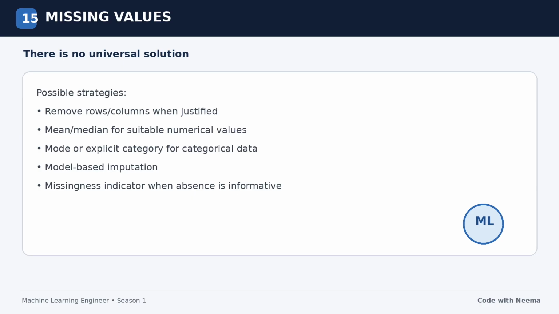Sometimes we can remove rows, sometimes we can fill numerical values with a median. For categorical values, we might use the most frequent category. Sometimes more sophisticated imputation is appropriate, and sometimes the fact that a value is missing is itself meaningful. So we might create a separate missing value indicator.